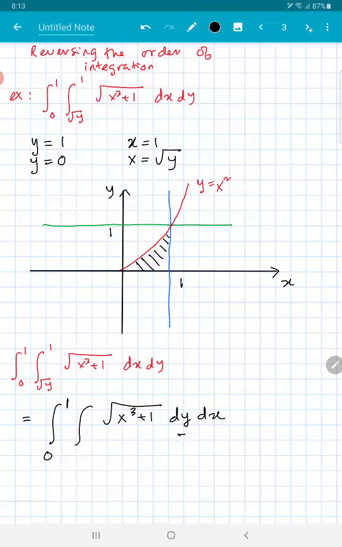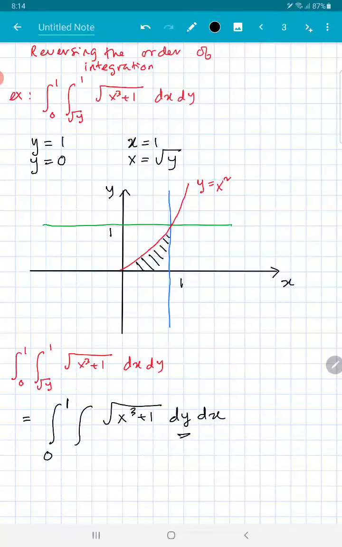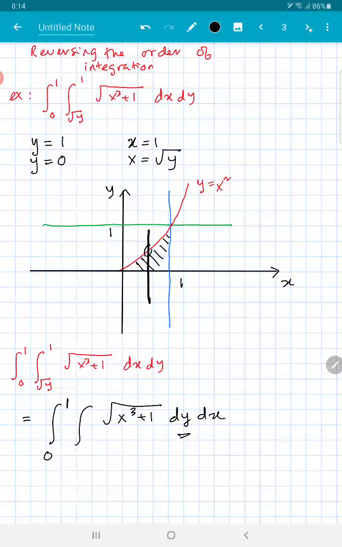Now we need to get the limits for y. To get the limits for y, we just draw a straight line parallel to the y-axis across our region and see which one is the top boundary and which one is the bottom boundary. So we can see that the top boundary is the red curve, and the bottom boundary is the x-axis. The bottom boundary, the x-axis, is when y is 0, and the top boundary is governed by the equation y equals x squared. Now we can evaluate this.